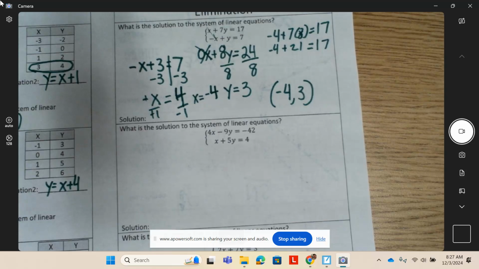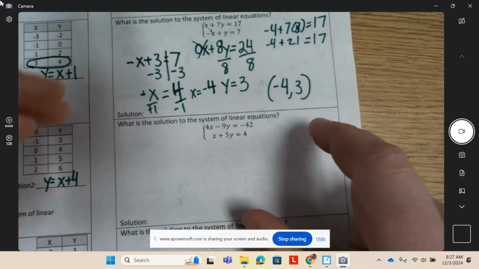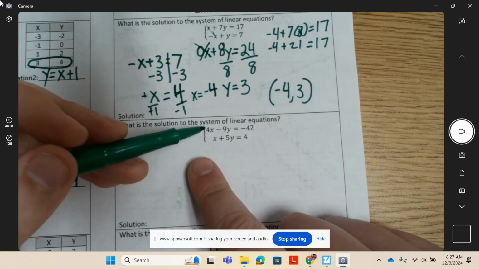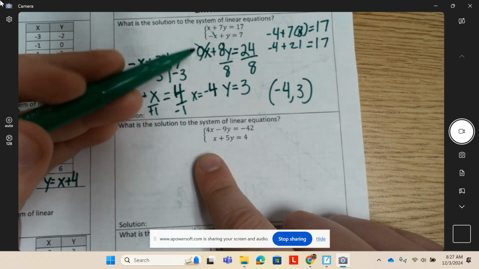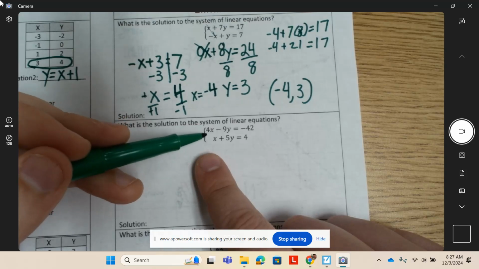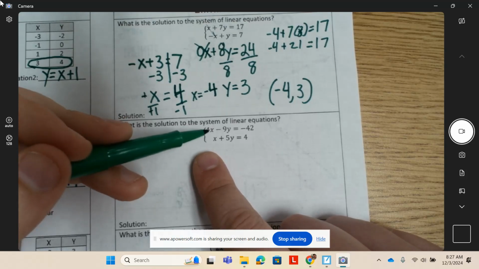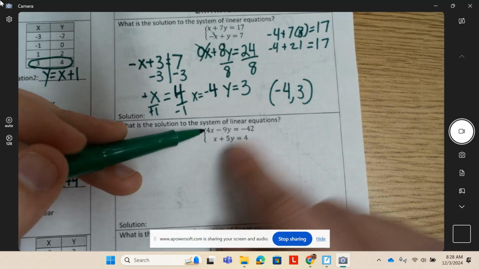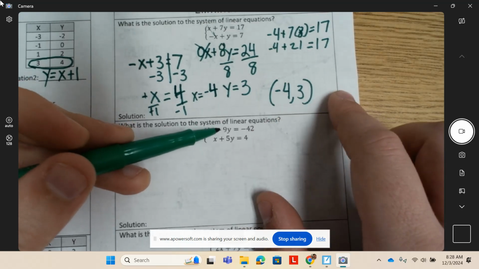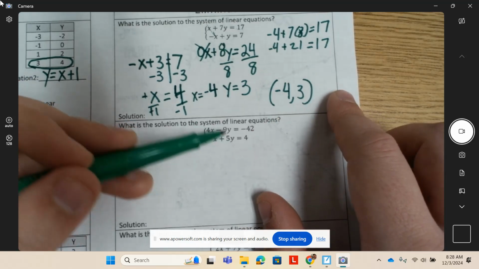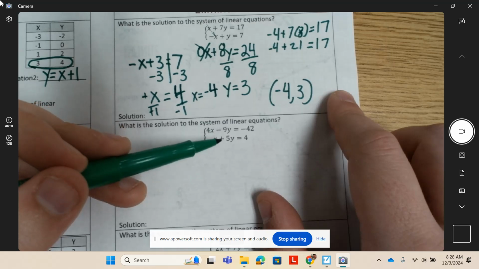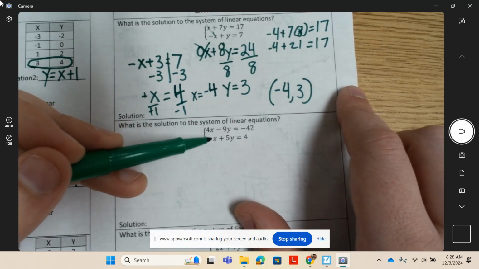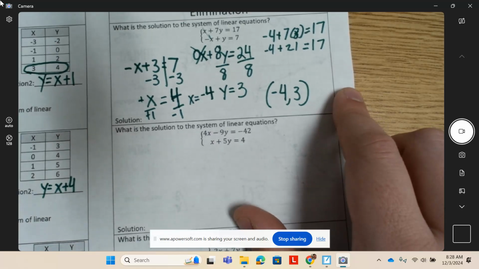you won't necessarily have these work out where there's nothing you have to do to them. So that one happened to work out. For this one, I need to find something that I can make cancel out pretty quickly and easily. Looking at it, my y's, negative 9y and 5y, I'm going to have to do a lot of multiplying there to get those to something that cancels out. But for my x's, I have a 4x there and just one individual x there.